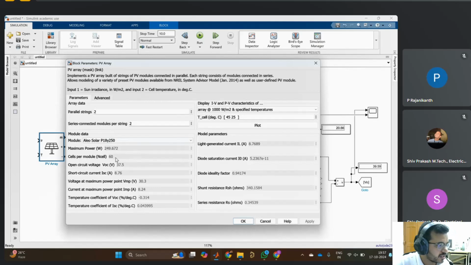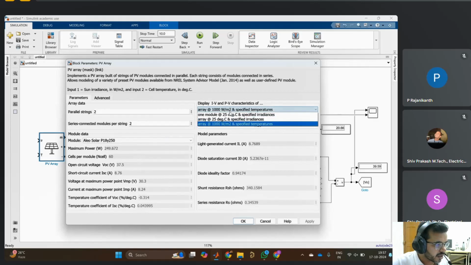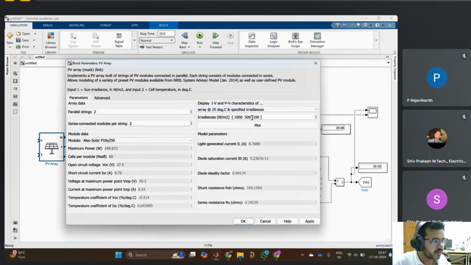There are n number of PV cells to make a PV module. Open circuit voltage is 37.5 volt. Short circuit current is 8.76 ampere. The voltage at maximum power point is 30 volt, and the current at maximum power point is 8.24. And you can visualize the same thing at different irradiance.